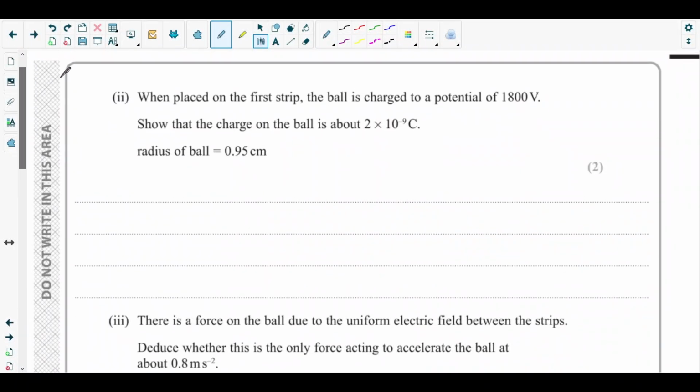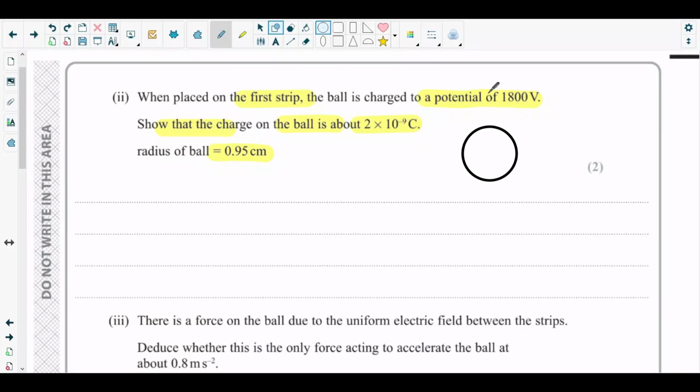Okay, next is part 2 of A. The question says when placed on the first strip, the ball is charged to a potential of 1800 volt. The question is asking to show that the charge on the ball is about 2 times 10 to the power minus 9 coulomb. The radius of the ball is given as 0.95 centimeter. So consider this is the ball, and this is the center. The center to surface length is basically the radius, 0.95 centimeter.